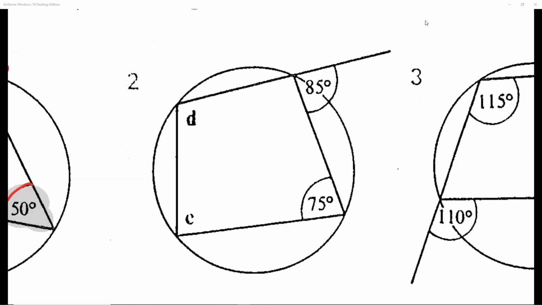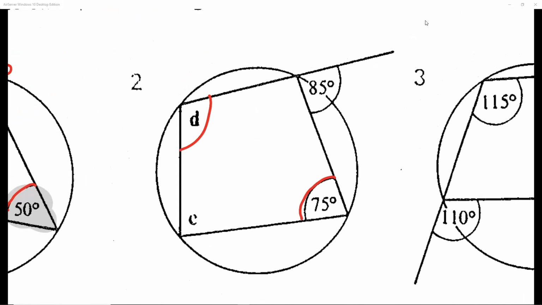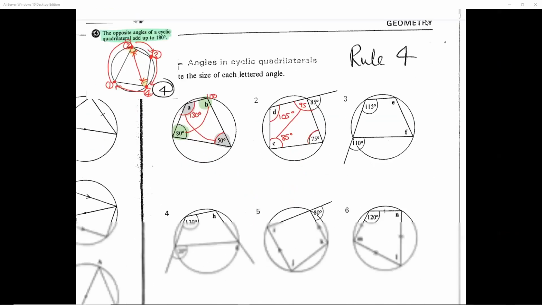Number 2. This one is 75, so this one will be 105. This one's 85 outside, so this one will be 95. These two are opposite each other, so that one will be 85. Sorted. Smash it up, please. Go.